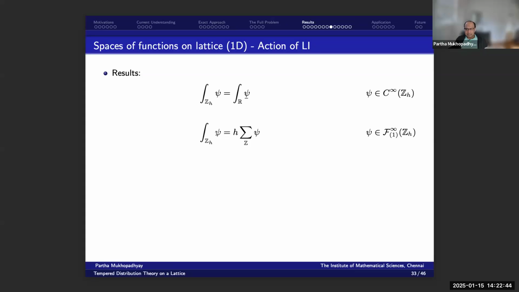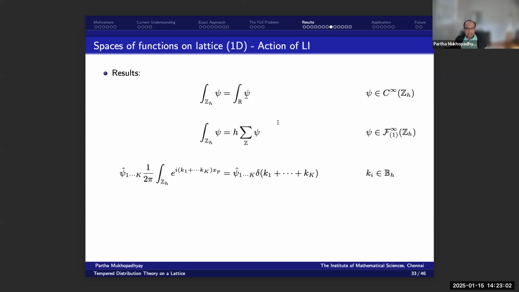Then this lattice integral is the same as lattice summation, and it is going to be important in relating this work with Bergner's proposal that I mentioned earlier, who used some finite lattices. So that is related to this relation. I will come back to that later.